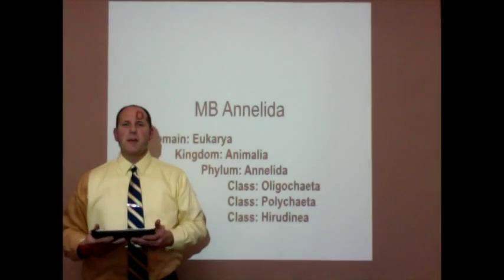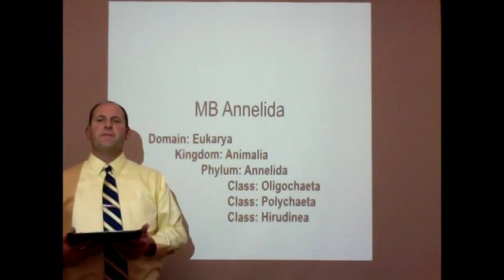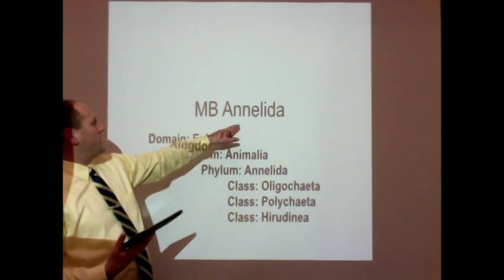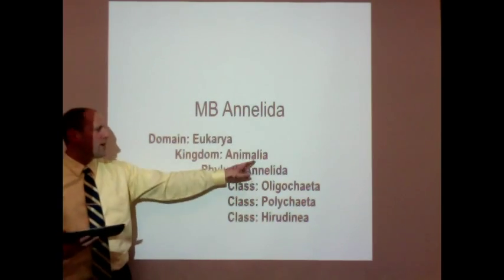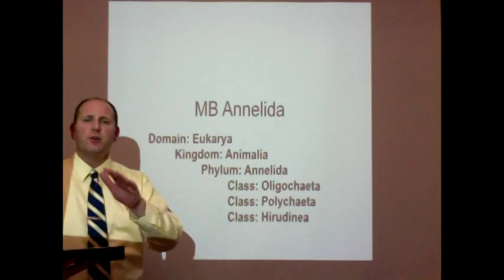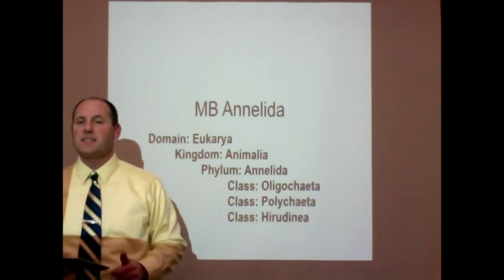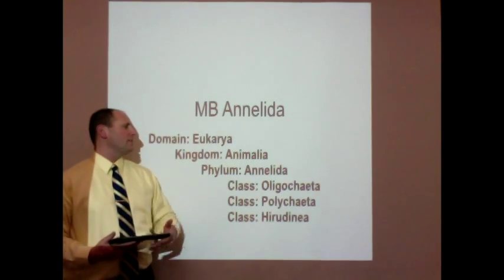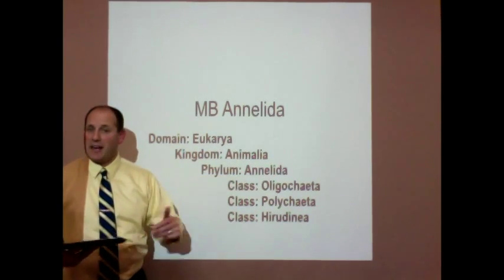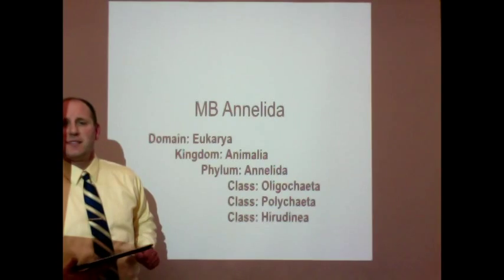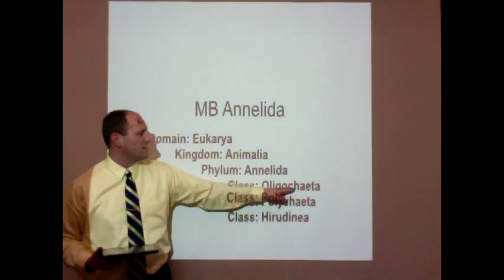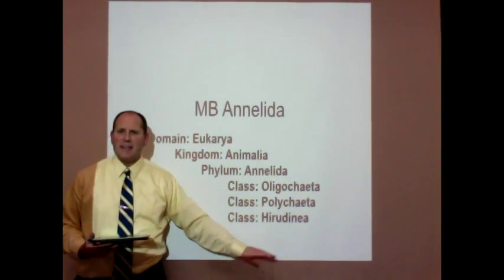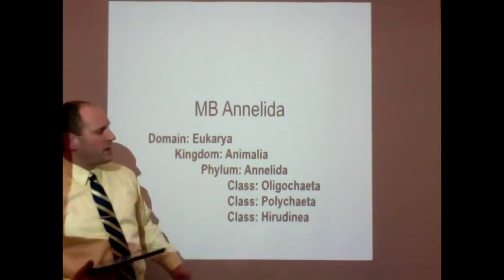Today's lecture is going to be on the organisms in the phylum Annelida. We're going to be in the domain Eukarya, the kingdom Animalia. It's the same domain and kingdom that we've been in for the last several months now. The phylum in this particular kingdom is the Annelida, the annelids. There are three classes in this particular phylum: the Oligochaeta, the Polychaeta, and the Hirudinea.